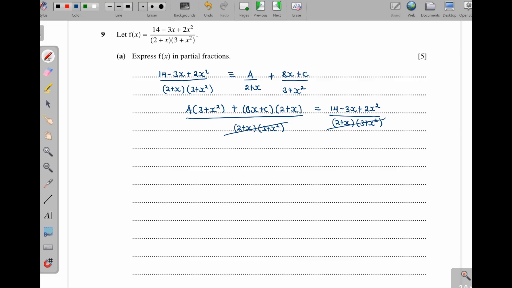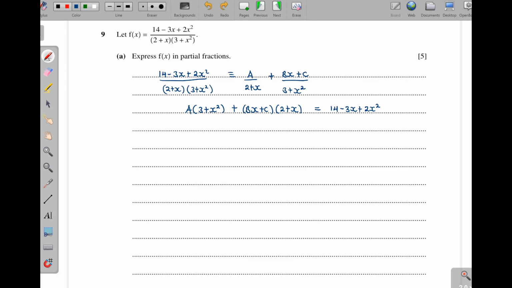And then here the numerator has to be equal to this other one here. So that means after multiplying out everything that you get here, you should put this one and then equate it to the numerator. Now our task is to find the value of a, the value of b, and the value of c. And how are we going to do that?